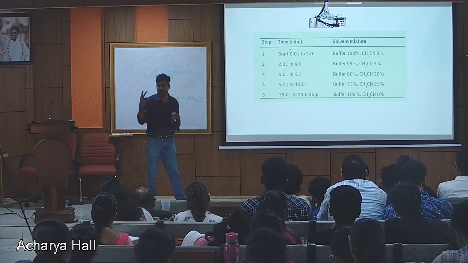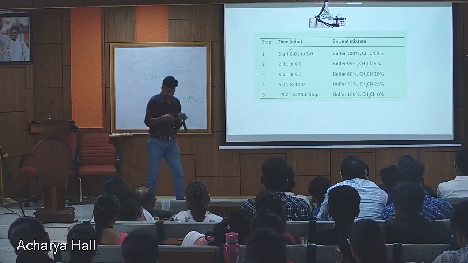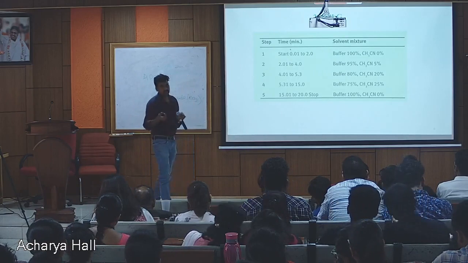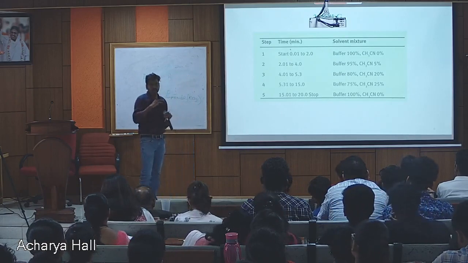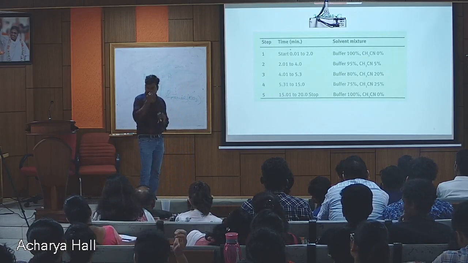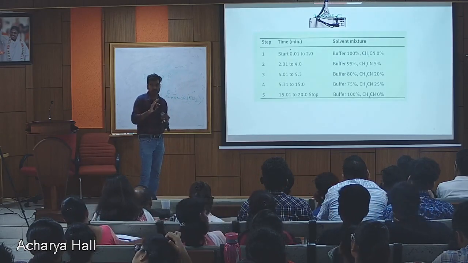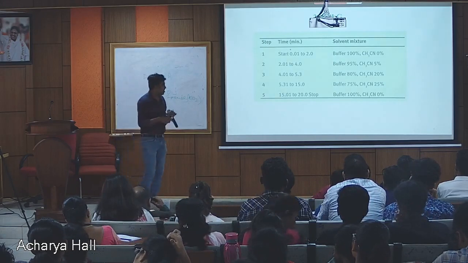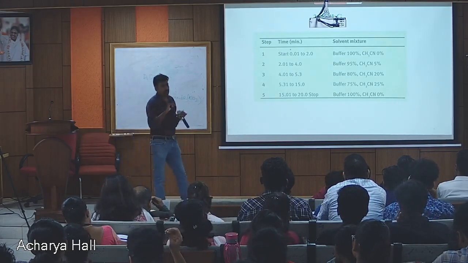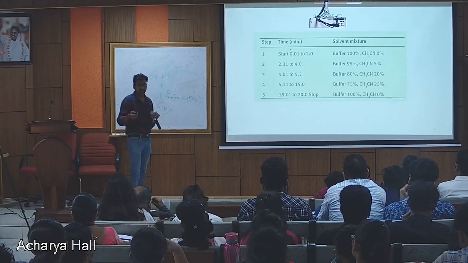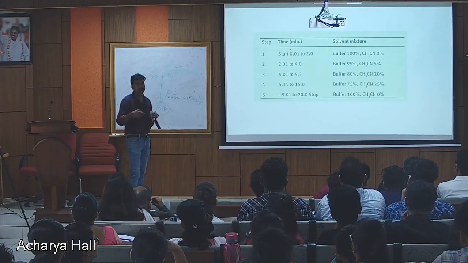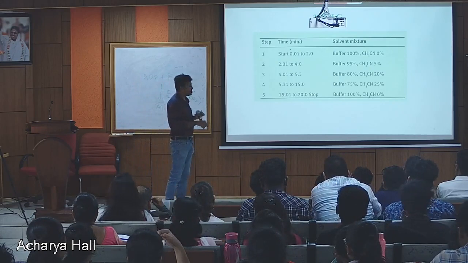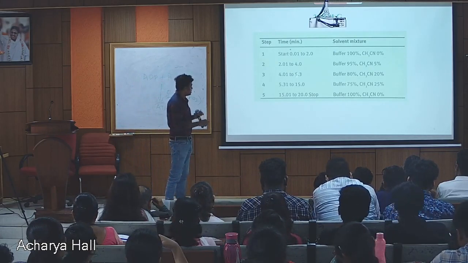HPLC has two modes, gradient and isocratic mode. In isocratic mode you run at the same flow rate, and the percentage of solvent is fixed from initial to final. Whereas in gradient mode these things vary, like the flow rate and the percentage of the solvents. So here we have used gradient mode, and these are the flow rates.